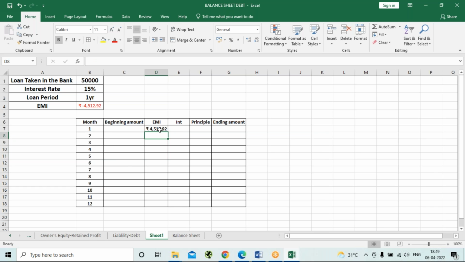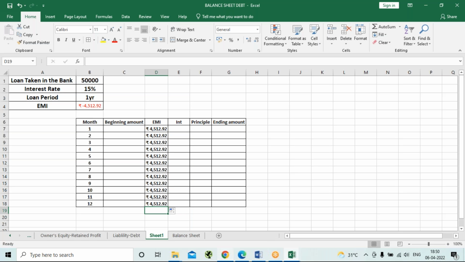And it is going to be the same for all the months. By using F4, I'm going to make it a fixed value, and this remains the same EMI till the end of the year.